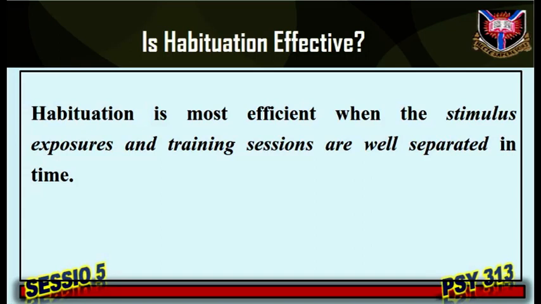Secondly, habituation is most efficient when the stimulus exposures and training sessions are well separated in time. For example, a dog habituates more easily to gunshots when they are spaced out at intervals of 15 or 20 seconds, and when the training sessions are separated by 24 hours. The opposite procedure, which entails exposing the dog to a rapid series of gunshots several times a day, may lead to increased fear of the noise.